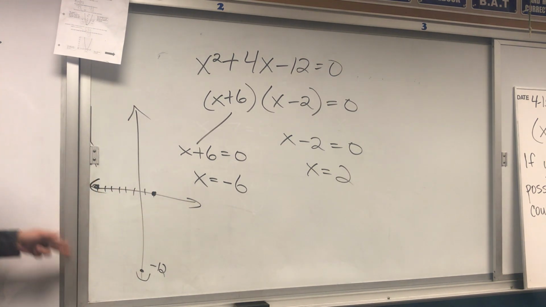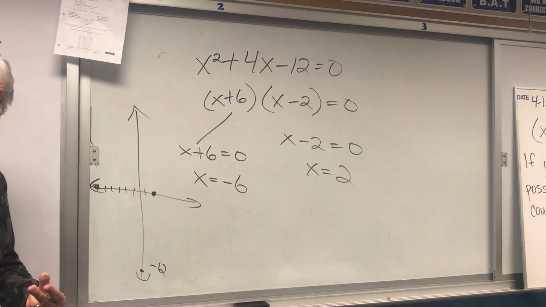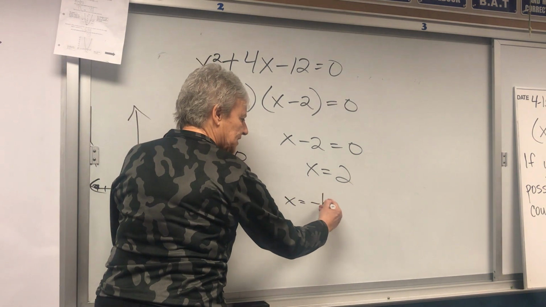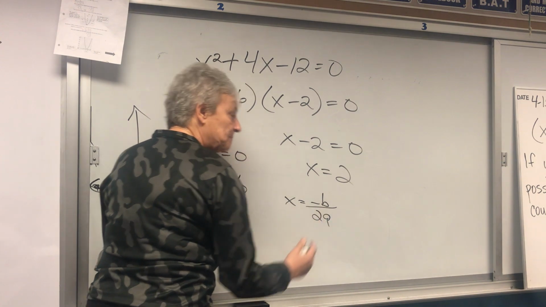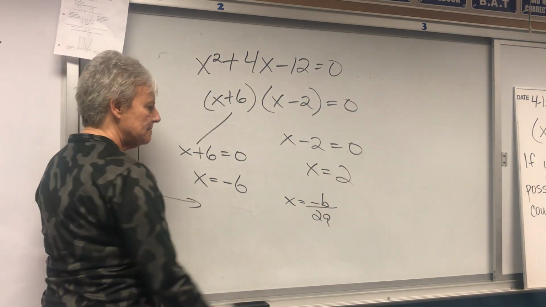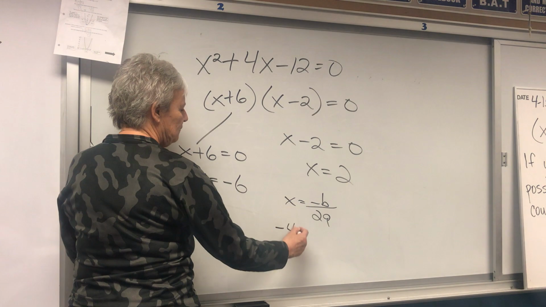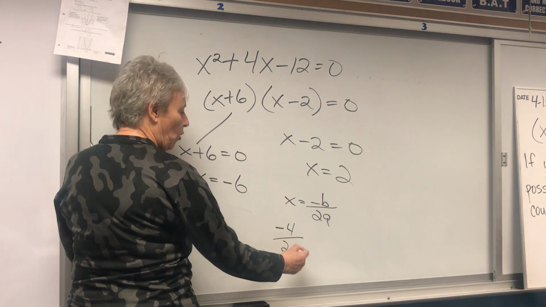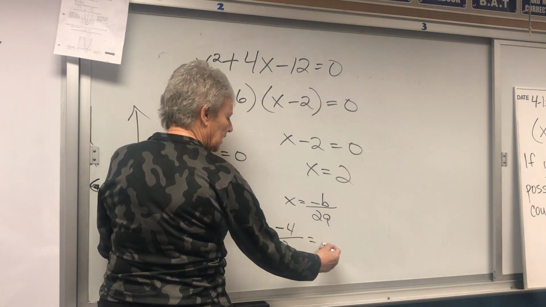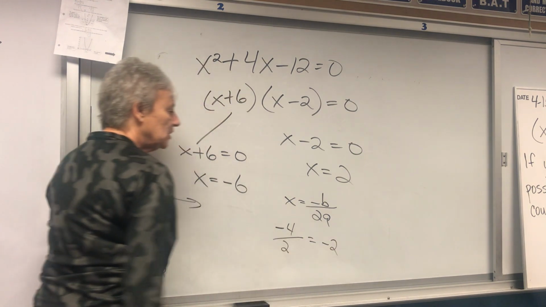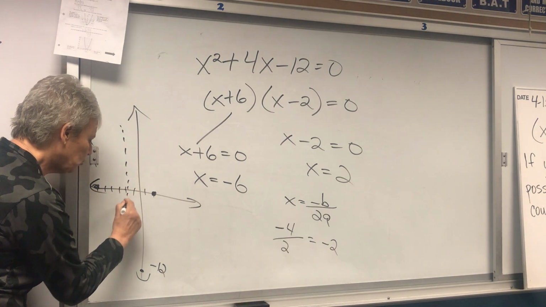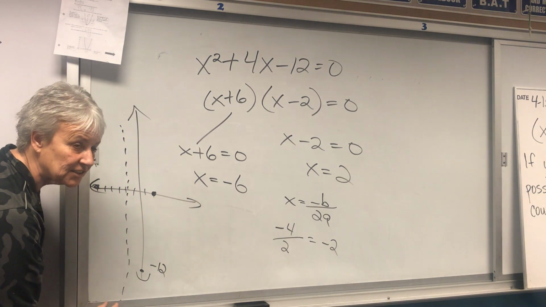Now, what is the axis of symmetry and the vertex? Do you remember how to do that? X equals the opposite of b over 2a. What's the opposite of b? Negative 4. Negative 4 over 2 times 1, which is negative 2. So, negative 2 is where my axis of symmetry is.